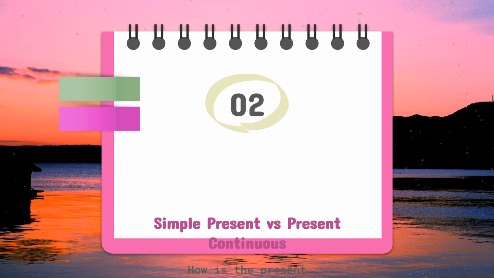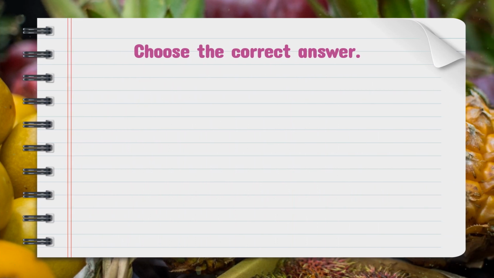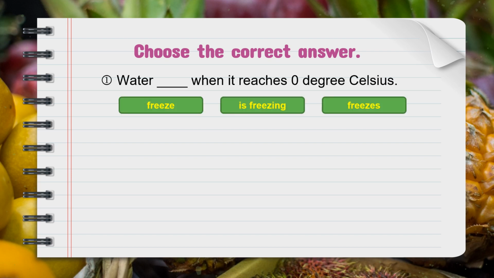Okay, so now let's tackle objective number 2. Here we have to tell the difference between the present simple and the present continuous. Okay guys, now I'm going to give you some sentences and you have to tell me whether to use the present simple or the present continuous. So let's get started with the first sentence. Okay, could you read it?